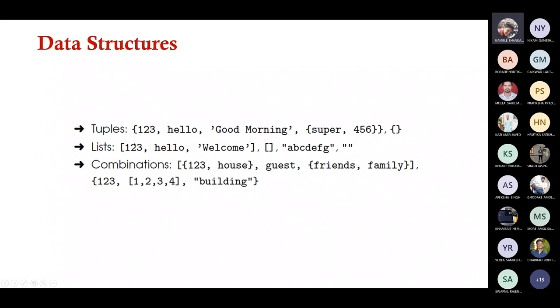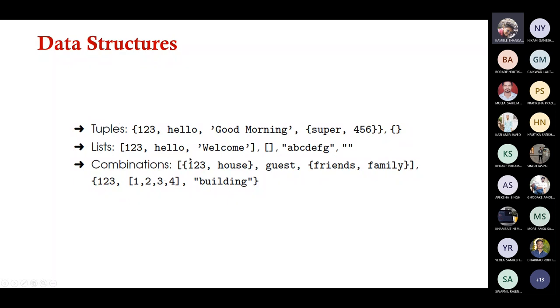Then we have lists. A list is in square brackets. So just as we have tuples, we have lists. A list is basically one string after the other. So this is a string. You can have an empty list also, or you can have an empty string, or you can enclose it in double quotes also. And a combination is basically nothing but a combination of both lists and tuples.